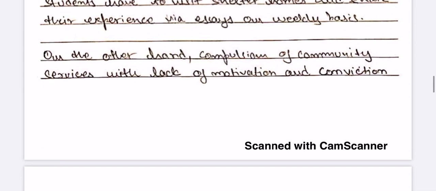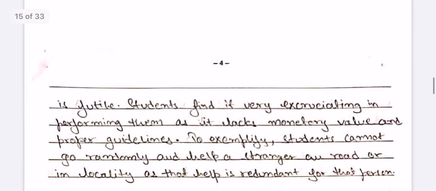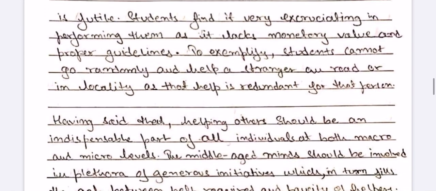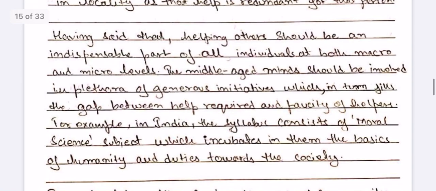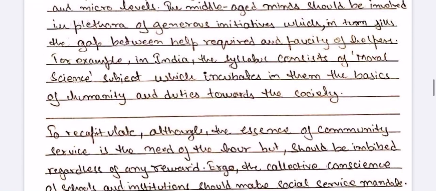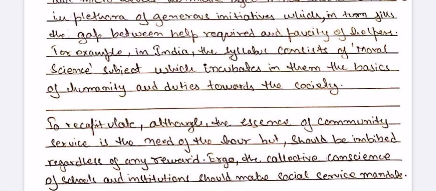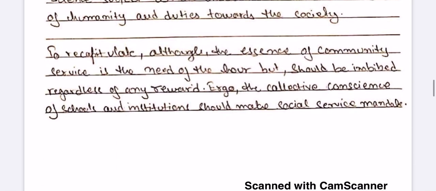On the other hand, the flip side is highlighted, it is supported by a reason and developed by an example. Having said that, helping others should be an indispensable part of all individuals, both at macro and micro levels. The middle-aged minds should be involved in a plethora of generous initiatives, which in turn fill the gap between help required and paucity of the helpers. There is an example. Finally, the conclusion: to recapitulate, or you can write to reiterate, that is my favorite.